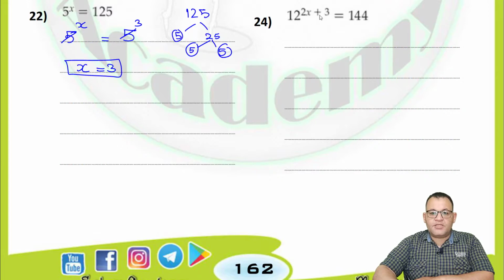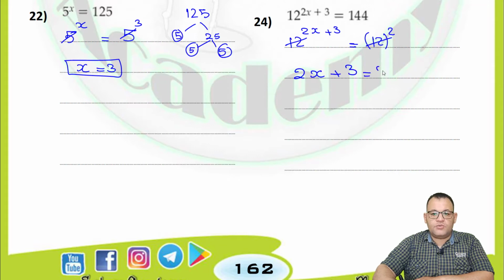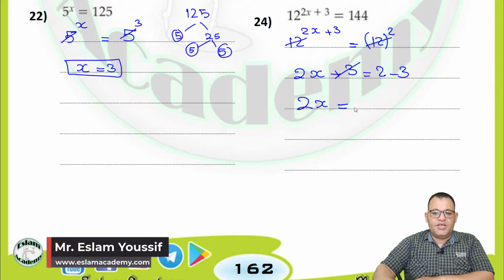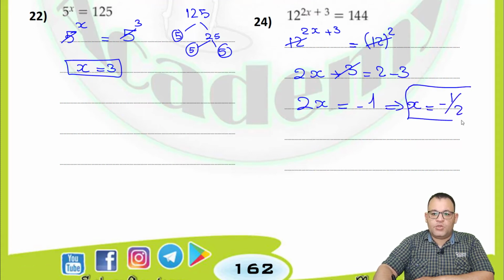12 to the power 2x plus 3 equals 144. 12 to the power 2x plus 3 without any change. 144 equals 12 to the power 2. So because the base equals the base, it means the power equals the power. Then 2x plus 3 equals 2. By subtracting 3, then 2x is equal to negative 1. Then we can say that x is equal to negative 1 over 2. And that's all about the lesson of today.